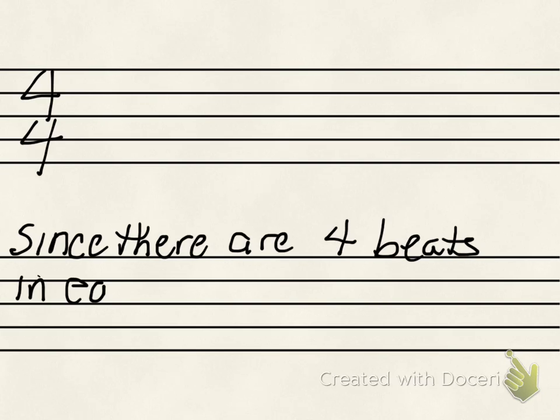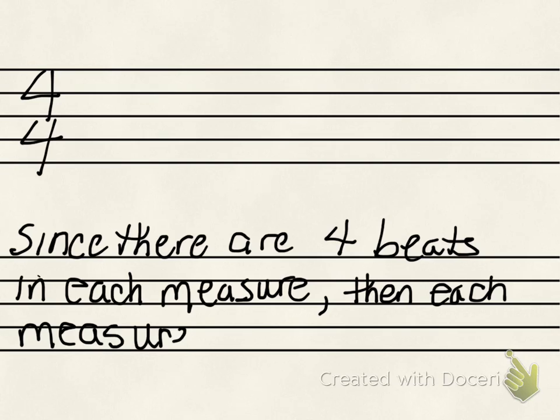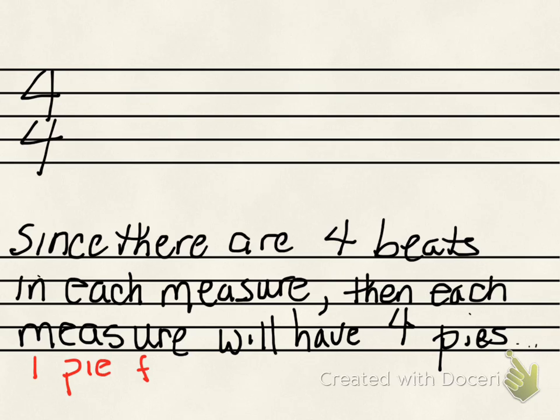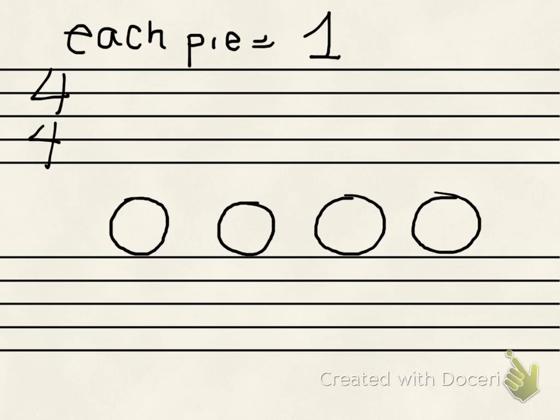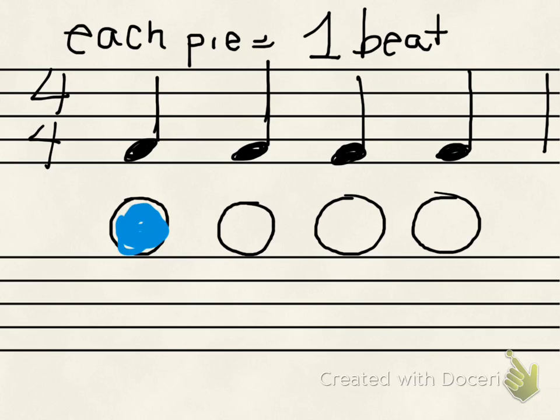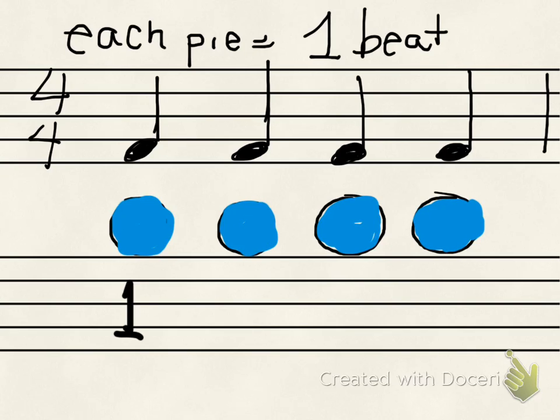So since there are four beats in each measure, because our time signature is 4/4, and it tells us that it's 4 beats in each measure, then each measure will have the equivalent of 4 pies. Each pie is going to represent 1 full beat in that measure. So we have 4 beats. We have 4 pies. Each pie is equal to 1 beat. And since the time signature says we have 4 beats, each pie is going to be a different numbered beat.